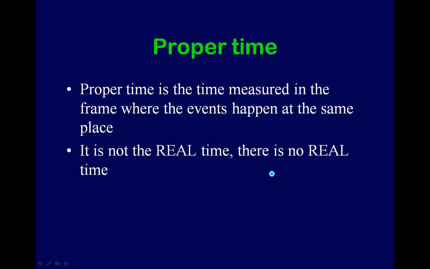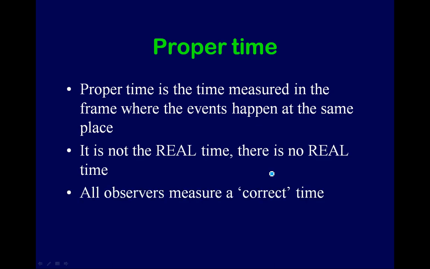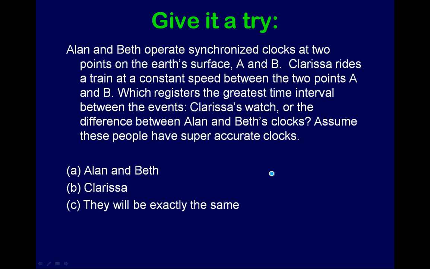It is not the real time. There is no real time. All observers measure a correct time, but we want to be able to keep them straight so we can figure out which one is which in our equations and what we're talking about. So here's an example to give it a try.